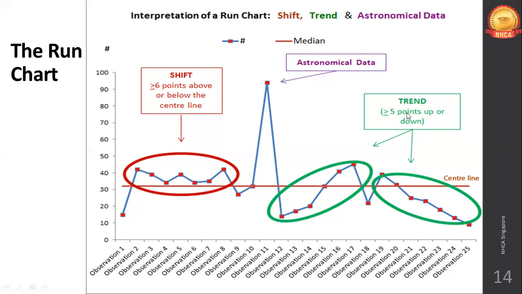Trend is 5 points up or down, that is normal. 5 points up or down the central line, the median line or average number, that is normal, that's a trend. You can see when it is going down, when it is coming up, it is kind of normal. So that's how the run chart works.